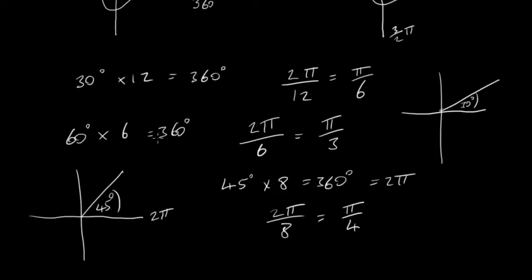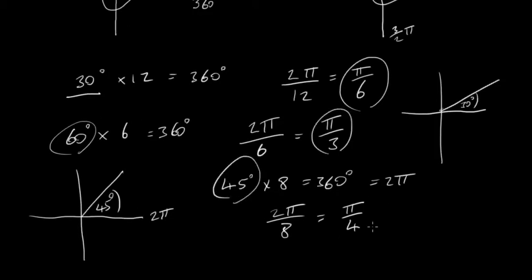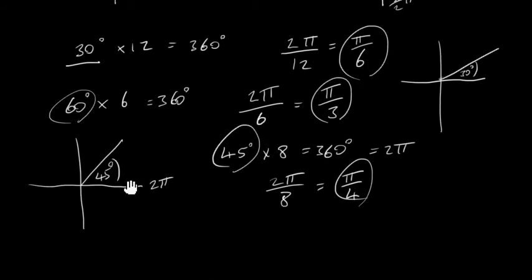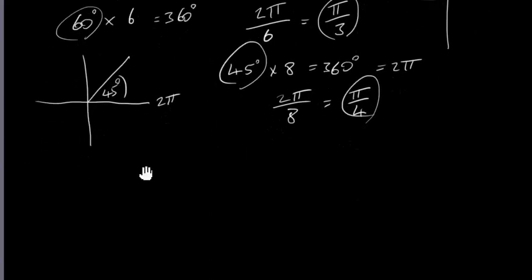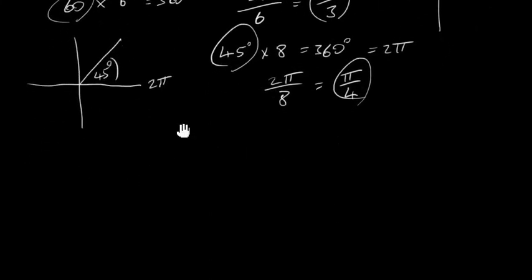Again, just to recap, we have 30 degrees being pi over 6, 60 degrees being pi over 3, and now 45 degrees being pi over 4. So these are our standard angles. Now, if we want to find the sine, cos, and tan of these particular angles, how would we do that? Well, let's have a look.